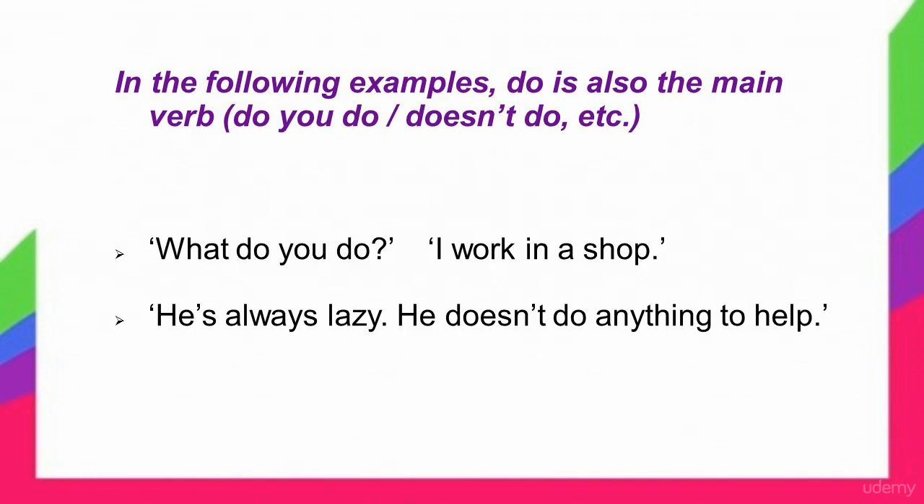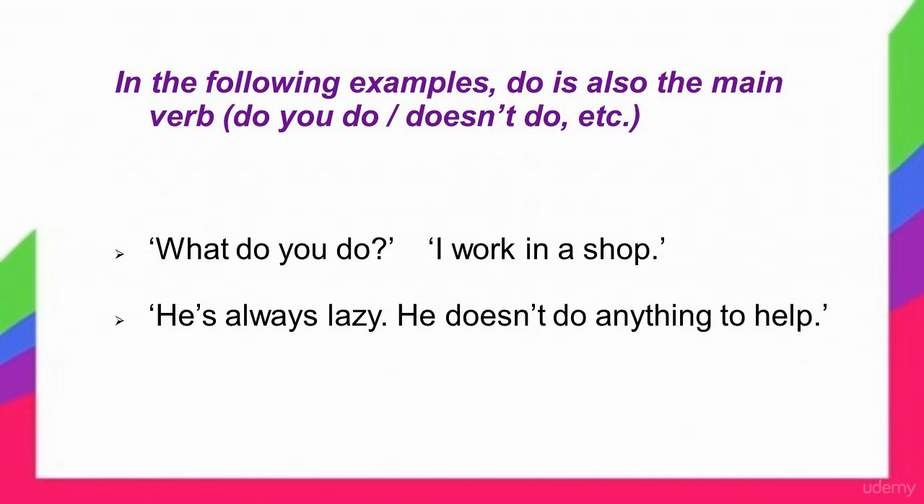In the following examples, do is also the main verb. Do you do, doesn't do, etc. What do you do? I work in the shop. He's always lazy. He doesn't do anything to help.